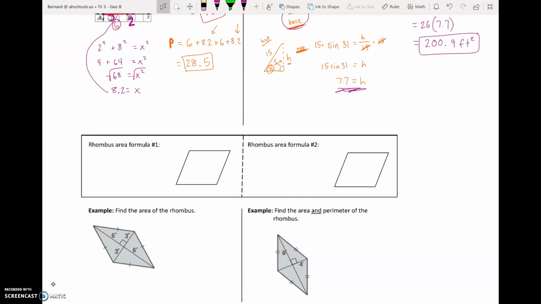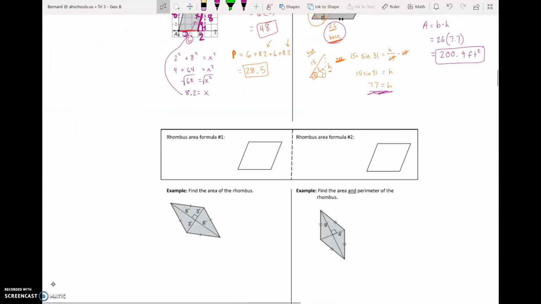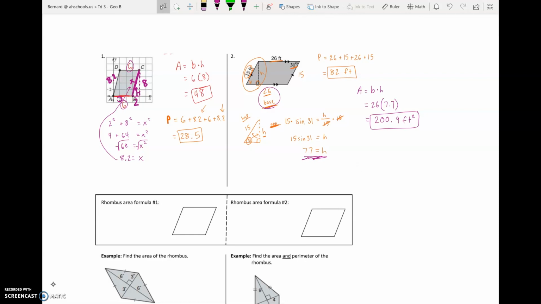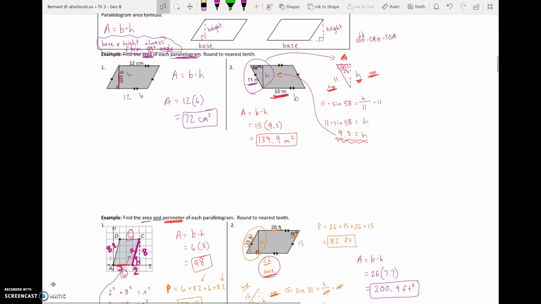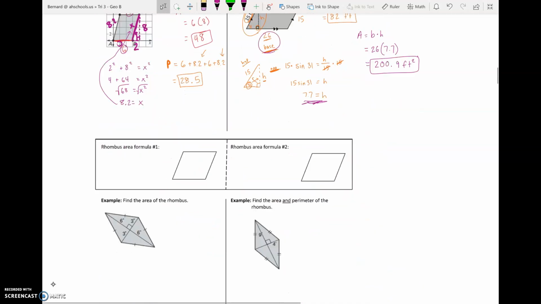Okay, hi everyone, and welcome back to the part 2 notes video. This one's all about continuing our discussion of finding area and perimeter of parallelograms, rhombuses, and squares.